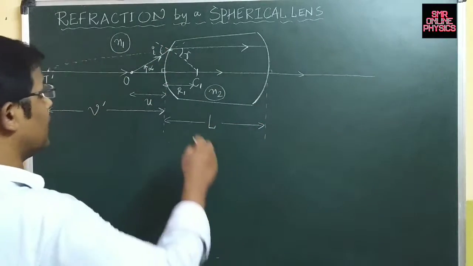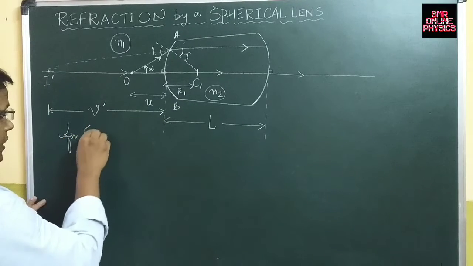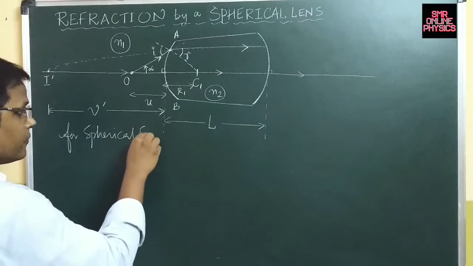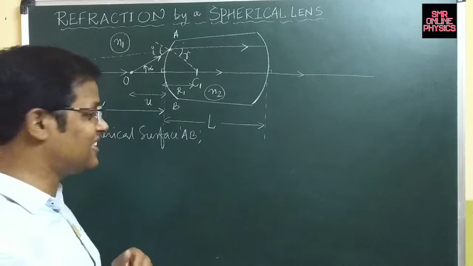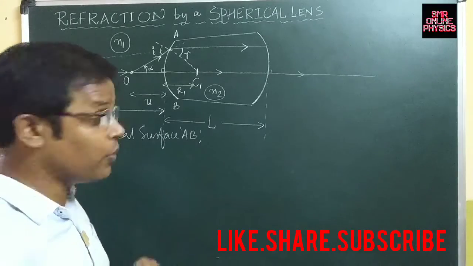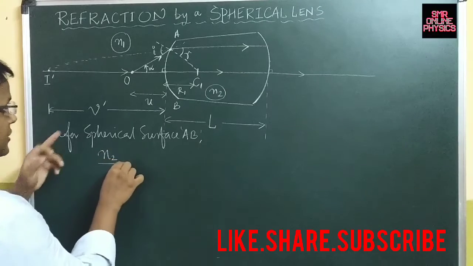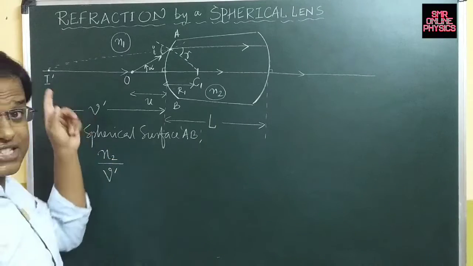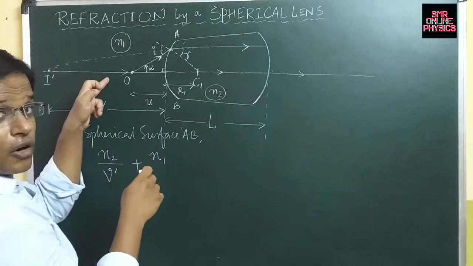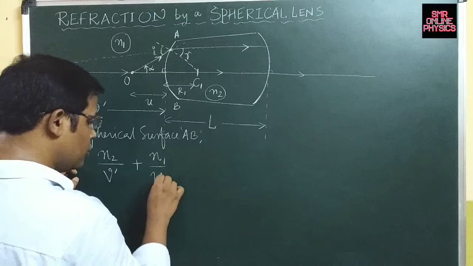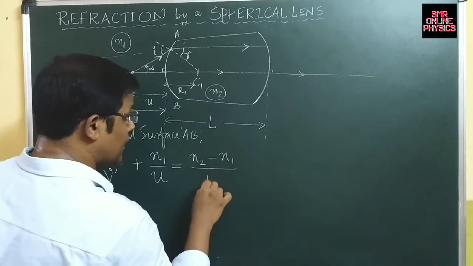For this first phase, let us call this first surface AB. For the spherical surface AB, let's enjoy and do it. You need the equation which I taught you in the last class. So N2 by the image distance, which is a temporary virtual image distance, plus the refractive index N1 of this rarer medium by the object distance U, is equal to N2 minus N1 by R1.